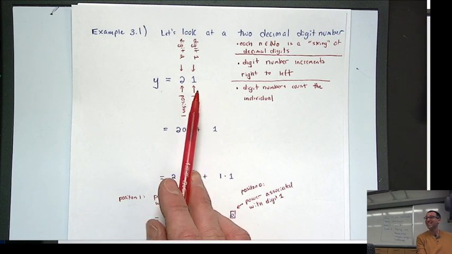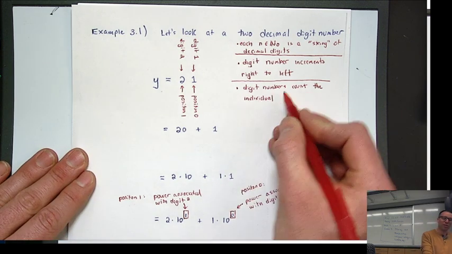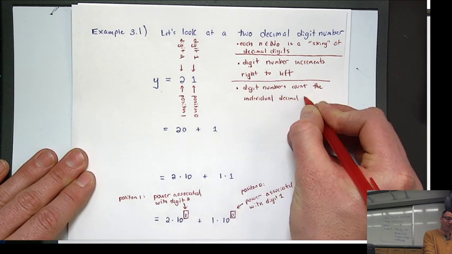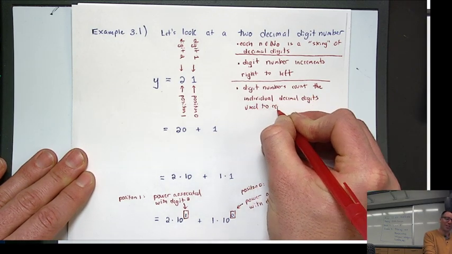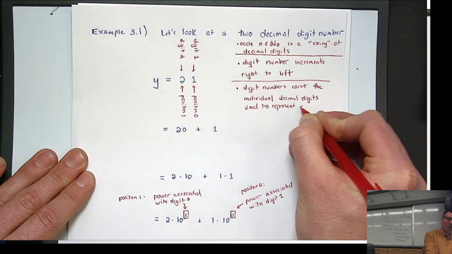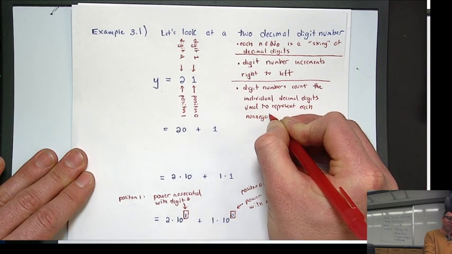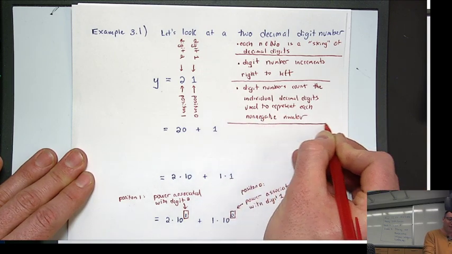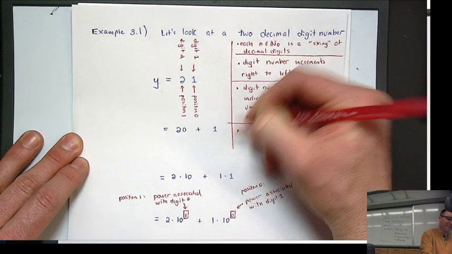It's hard to say, isn't it? Maybe we should come back to this one because we need more examples, right? Okay, so digit numbers count the individual something. I might say decimal digits used to represent each non-negative number. Yeah, and then Michelle is super fast. I mean, all of you are super fast compared to me, right?